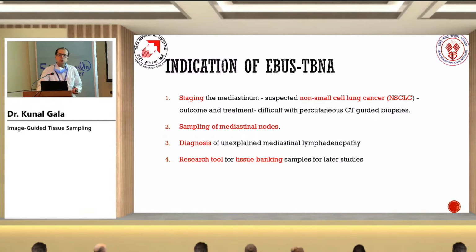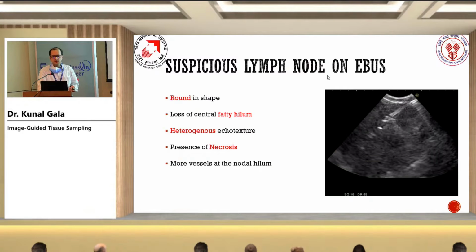So coming on to a few indications of EBUS: staging of the mediastinum where non-small cell lung cancer is suspected, sampling of the mediastinal lymph nodes, diagnosis of unexplained mediastinal lymphadenopathy, and as a research tool for tissue banking and later studies. So what are suspicious lymph nodes on endobronchial ultrasound? The classical characteristics are a round shape, a loss of fatty hilum, a heterogeneous echotexture, the presence of necrosis, and more vessels at the hilum.